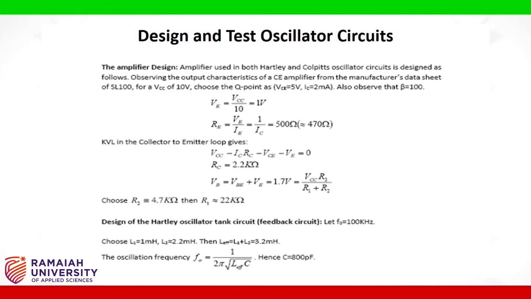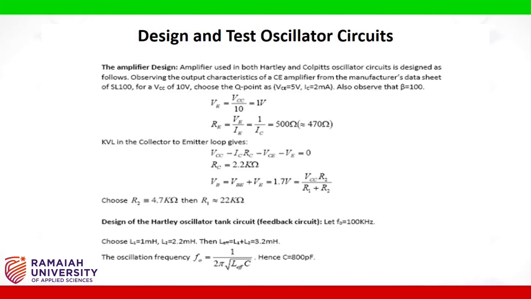VE is equal to VCC by 10, which is equal to 1 volt. RE is equal to VE by IE, which is equal to 1 by IC, that is equal to 500 ohms, nearly equal to 470 ohms. KVL in the collector to emitter loop gives VCC minus IC RC minus VCE minus VE is equal to 0. Hence, RC is equal to 2.2 kilo ohms.